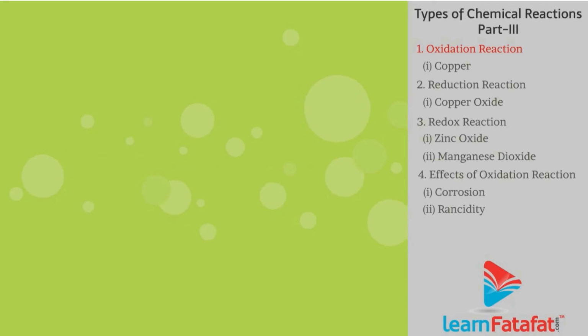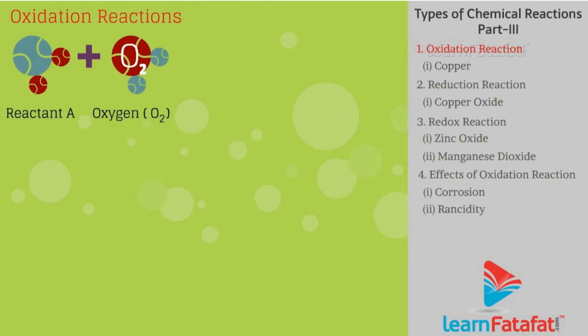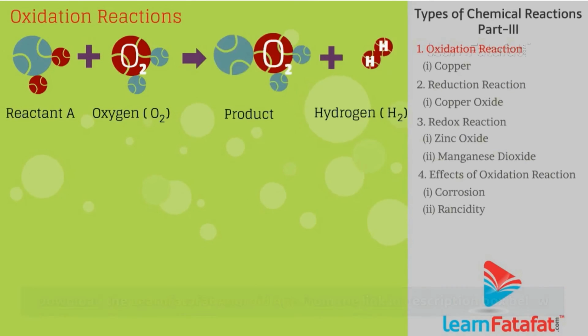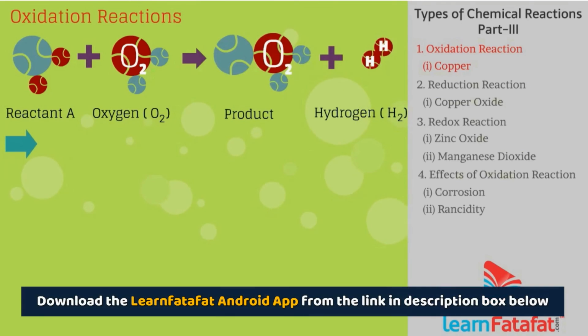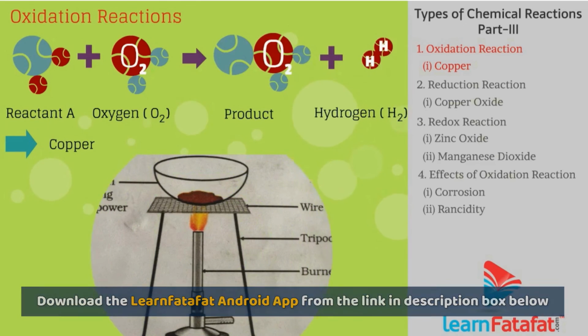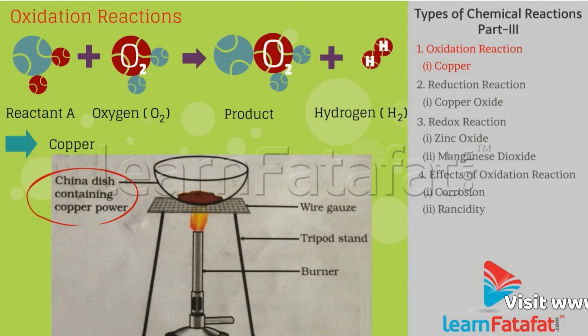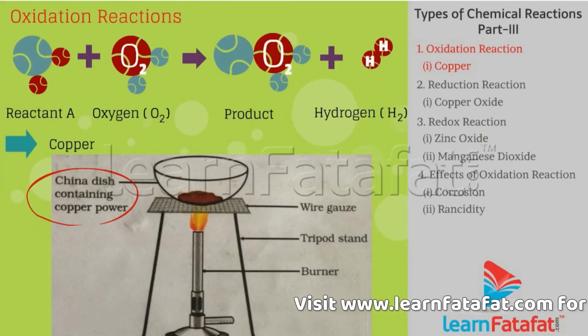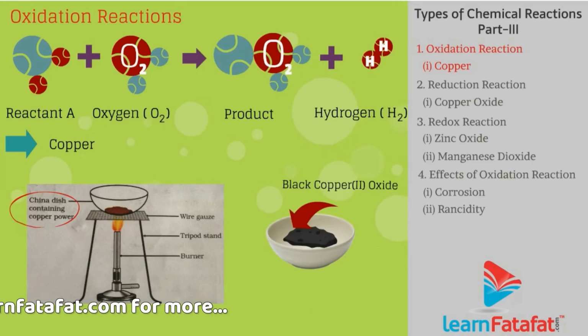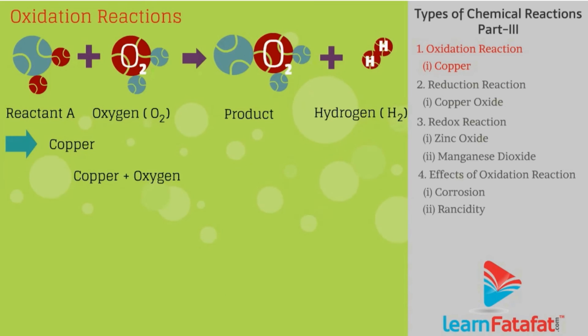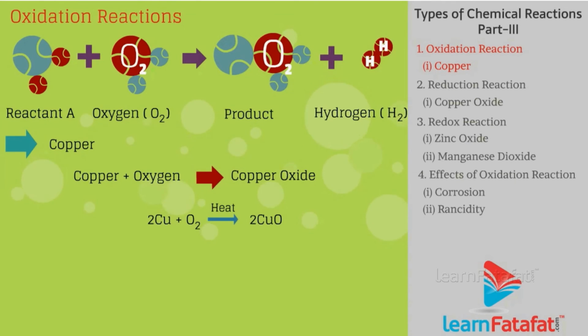Oxidation reaction. Gain of oxygen or loss of hydrogen is oxidation reaction. For example, copper. Heat a china dish containing 1 gram copper powder. Notice that surface of copper powder becomes coated with black copper oxide. This is because oxygen is added to copper and copper oxide is formed.